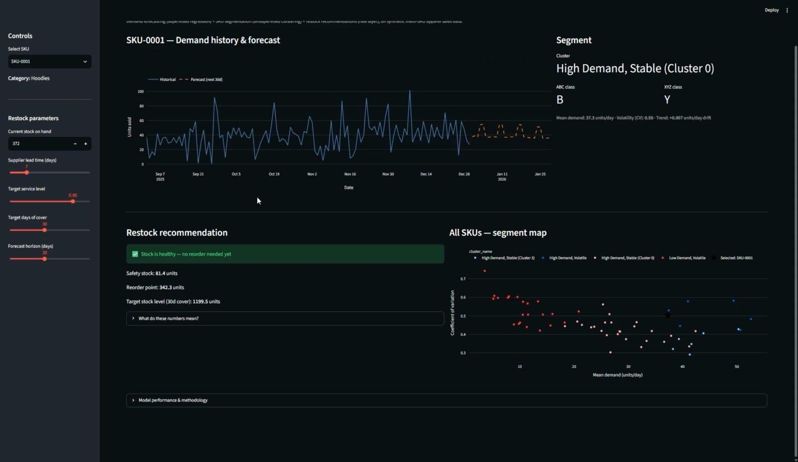So, those are two genuinely different machine learning problems. Forecasting demand is supervised regression. Given history, predict a number. Segmenting SKUs is unsupervised clustering. Given no labels at all, find which products behave alike. I built both, plus a rule based layer that turns their output into one real decision: reorder now or don't. The whole thing is deployed as this live dashboard, not just a notebook.